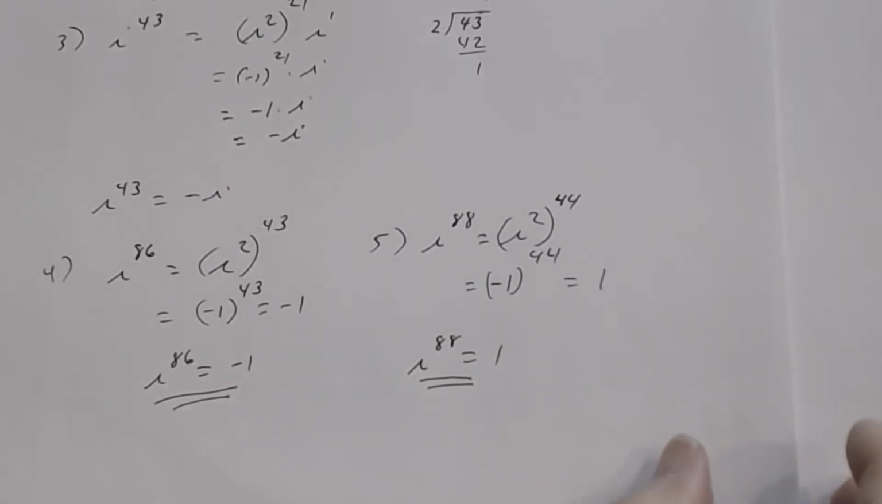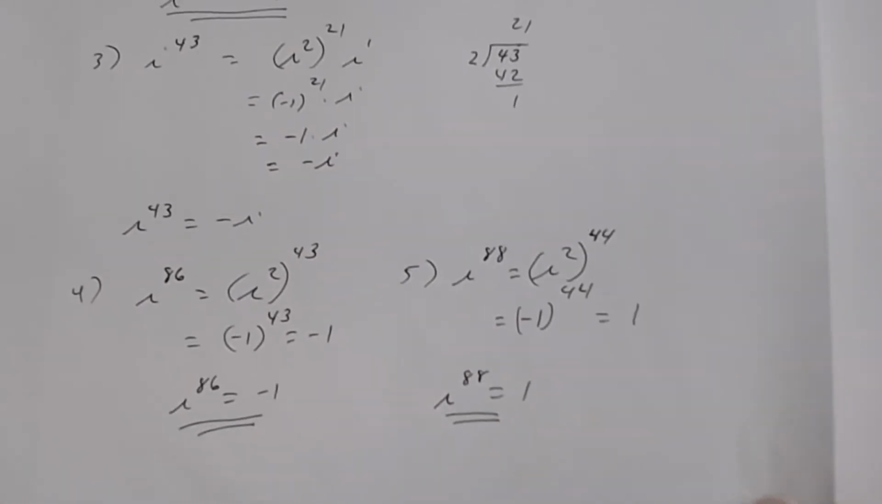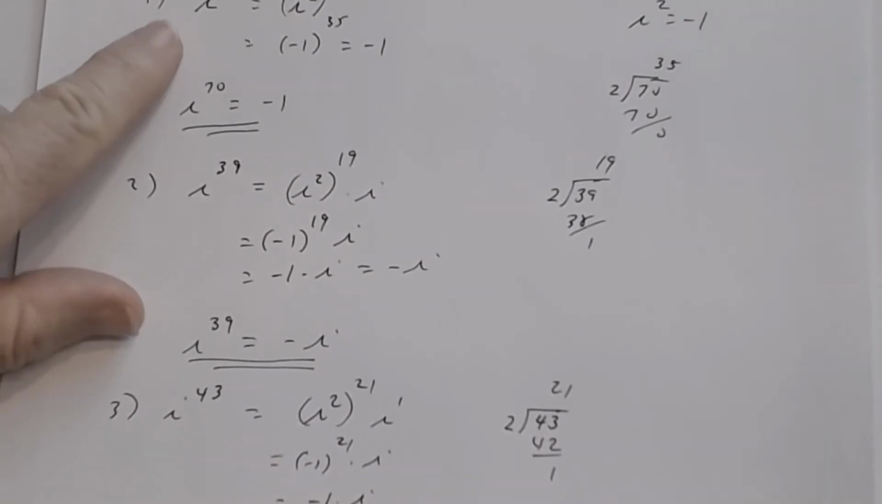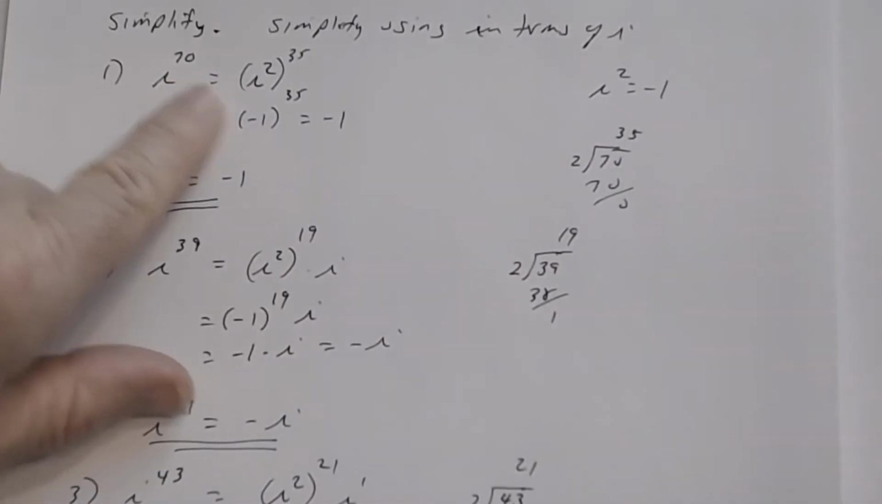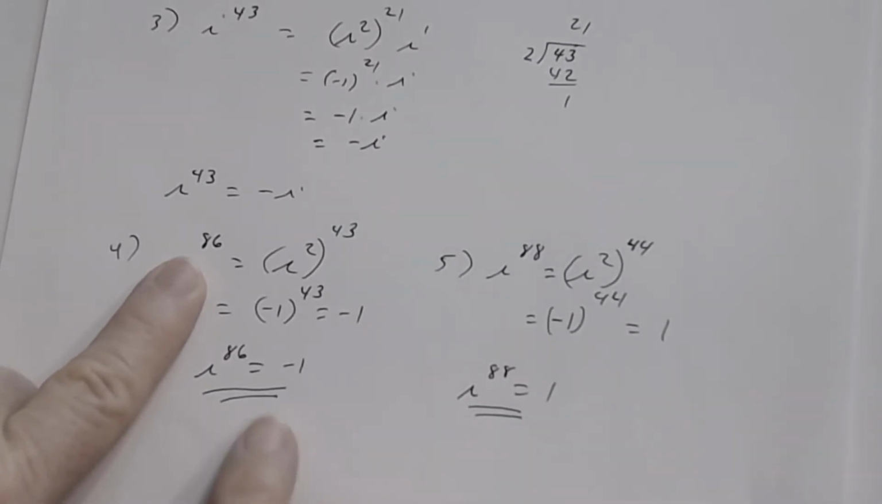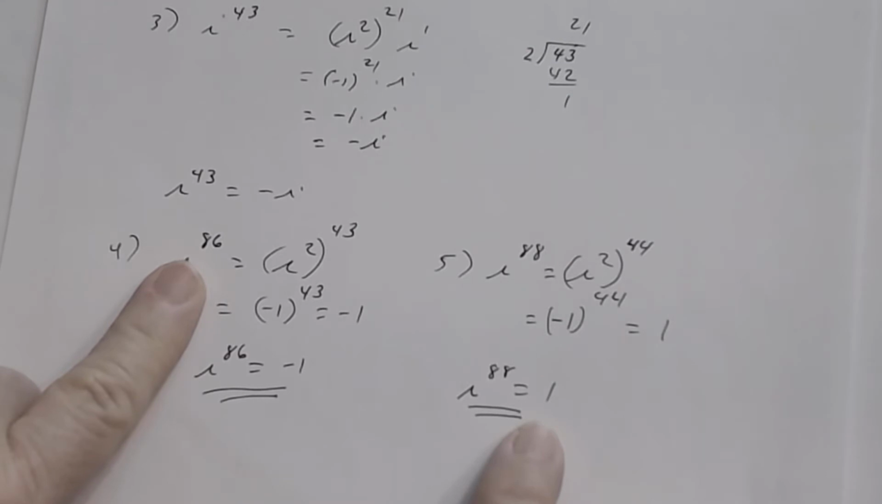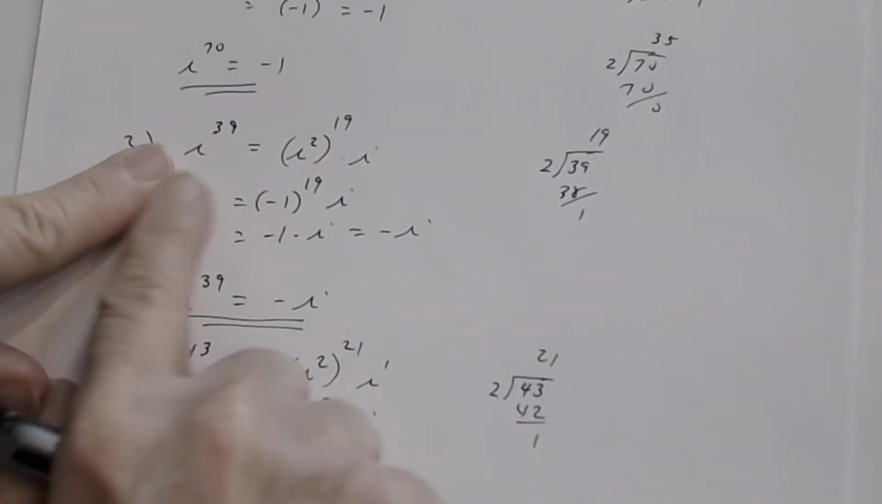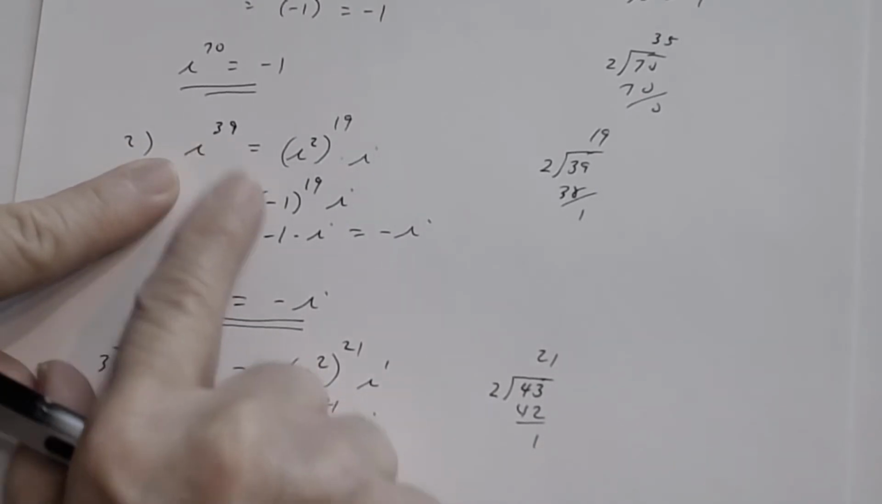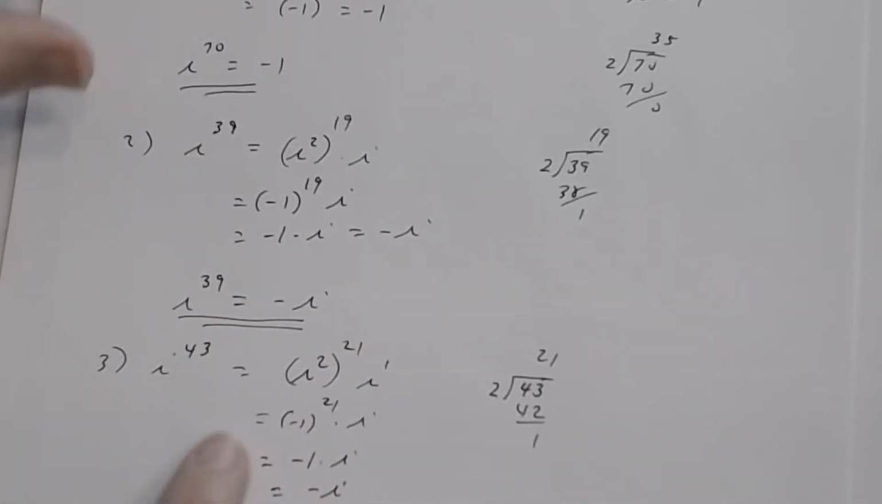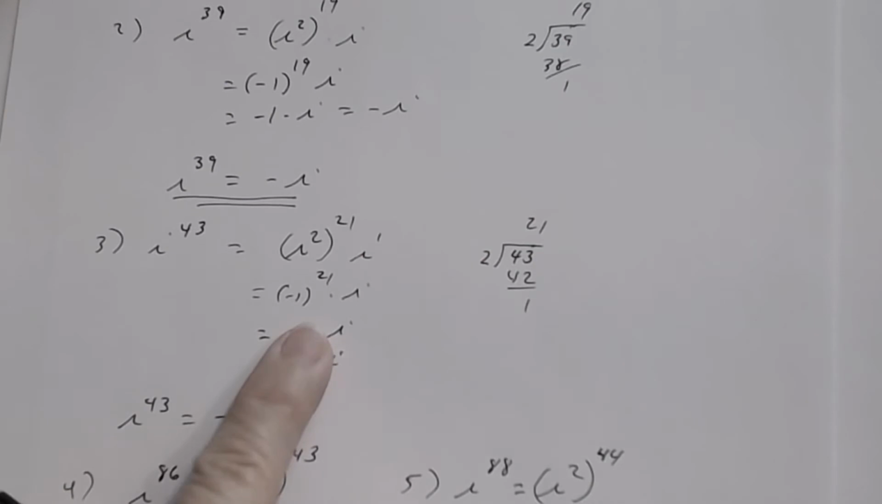Now, I want you to notice something. When I had an even power here, I got -1. When I had an even power here, I had -1. When I had an even power here, I had +1. And if I go to the odd ones, when I had that odd power, I had -i. When I had this odd power, I had -i.